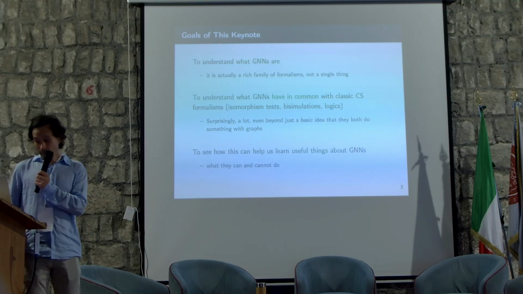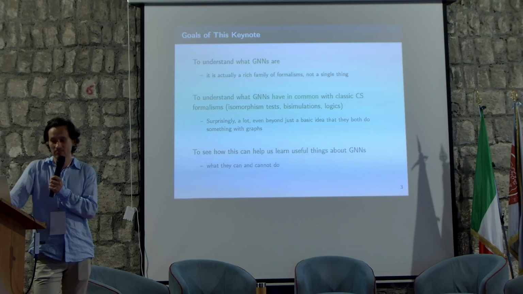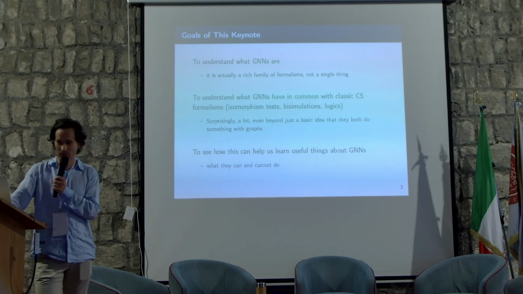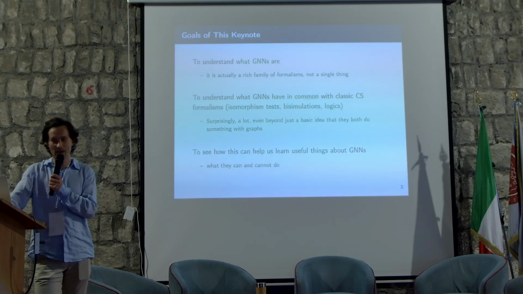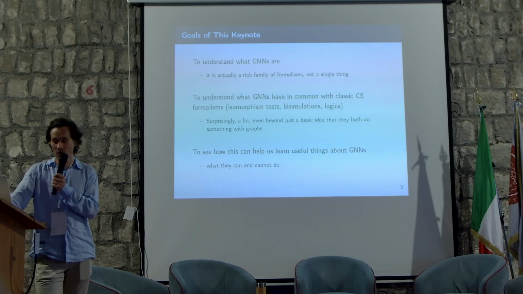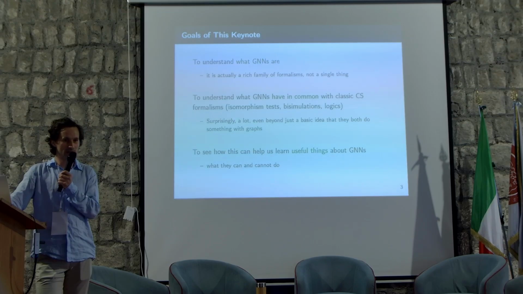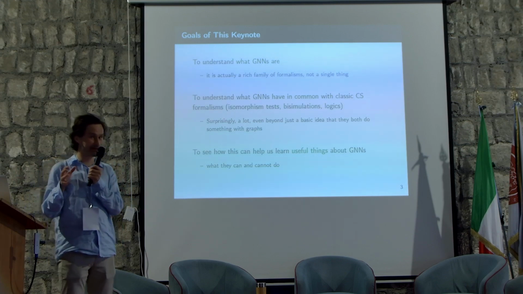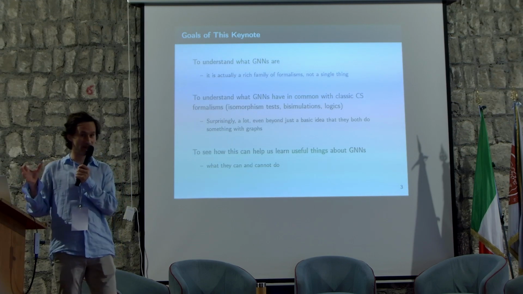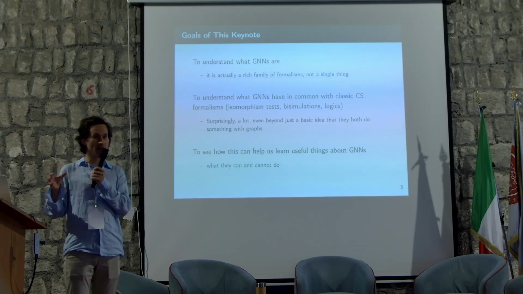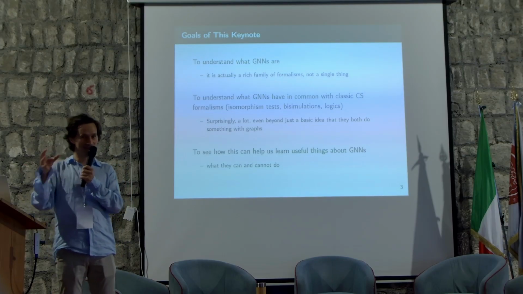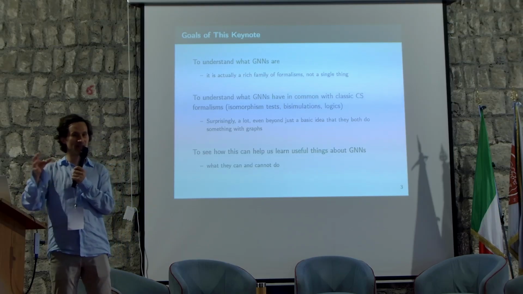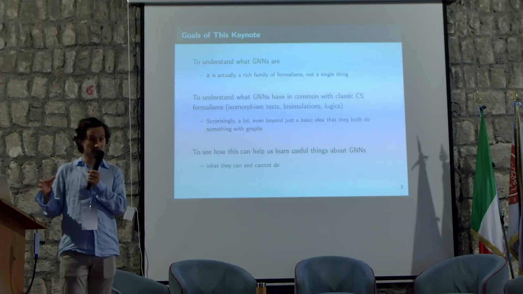Anyway, finally we will see how these results, these connections to logic, and not only logic, classical formalisms, can help us learn something about graph neural networks. It will be useful to understand what we can do with graph neural networks and what we can't do with them. Generally, we will see that there is no universal approximation theorem for graph neural networks, contrary to usual neural networks. So not every function on graphs can be expressed, approximated, whatever, with graph neural networks. They have limitations.